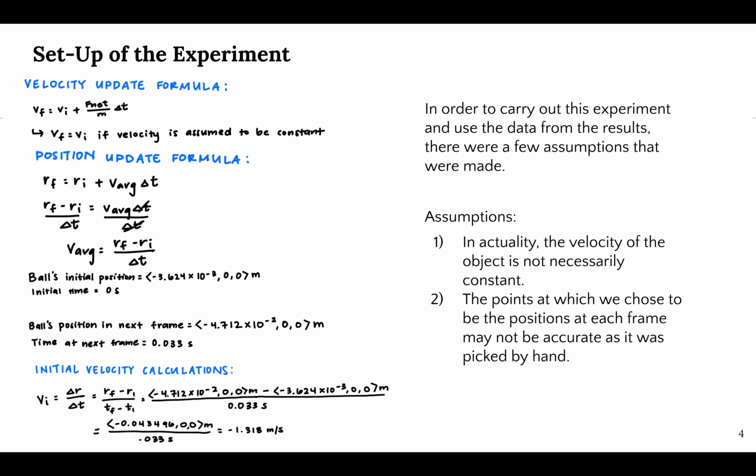However, it is important to note that there are a few minor assumptions to be made of the calculated initial velocity that may cause possible errors. One assumption that we have made is the assumption of constant velocity. Because the soccer ball is rolling along a surface that cannot negate friction completely, there may be a slight force in this experiment that we have assumed to be a net force of 0. Another assumption is that the points at which we chose to be the positions at each frame may not be accurate as it was picked by hand. Nonetheless, with the resources we have in this experiment, it is as close as we can get.